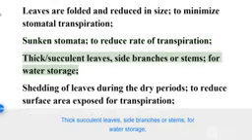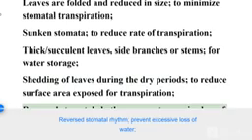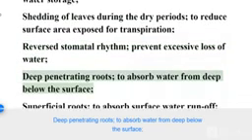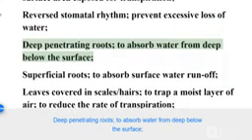Thick succulent leaves, side branches, or stems, for water storage. Shedding of leaves during the dry periods, to reduce the surface area exposed for transpiration. Reverse stomatal rhythm, to prevent excessive loss of water. Deep penetrating roots, to absorb water from deep below the surface.